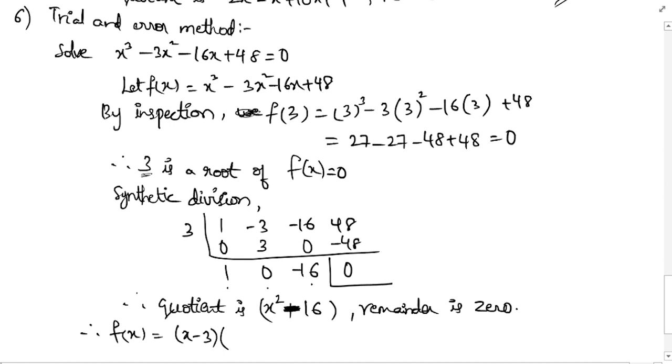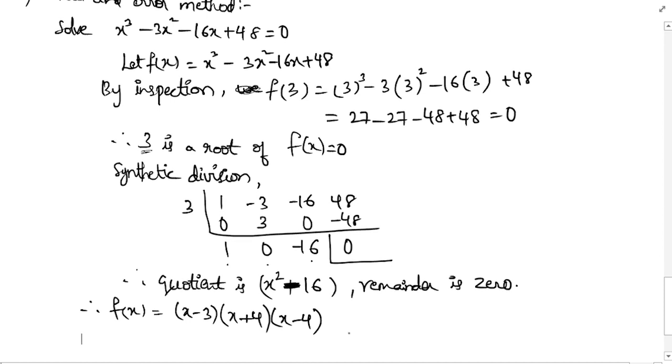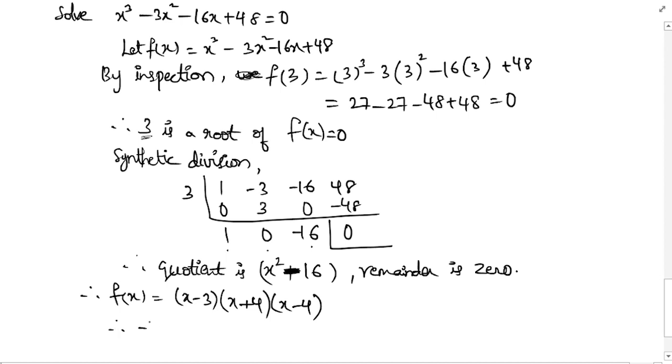Okay, x square minus 16 is in the form of a square minus b square. So we can write it as a plus b into a minus b, right? So that means x plus 4 into x minus 4. So f of x is equal to x minus 3 into x minus 4 into x plus 4. Therefore we can see that 3, 4 and minus 4 are the roots of the given equation.